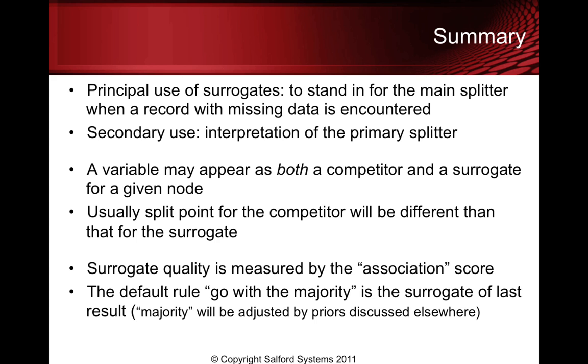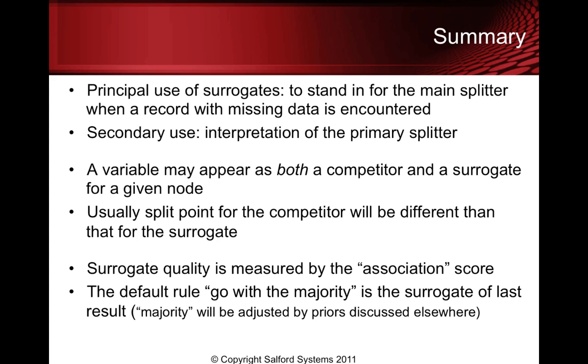A variable may appear as both a competitor and a surrogate for a given node, and this sometimes causes some confusion. We have to keep in mind that the role that the variable is playing is different on the two different sides of the report. When the variable is acting as a competitor, it pays no attention to whatever the primary splitter did. But when we are trying to use the variable as a surrogate, it is not free to do whatever it wants, but we need to try to make it as similar as possible to the primary splitter. Usually, if a variable appears as both a competitor and a surrogate, the split point for the competitor will be different than for the surrogate.